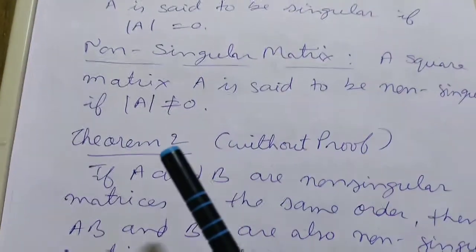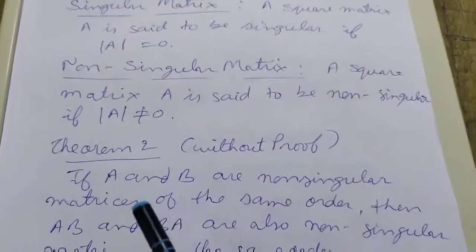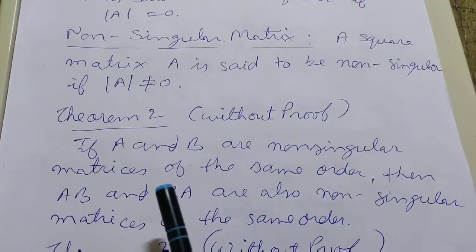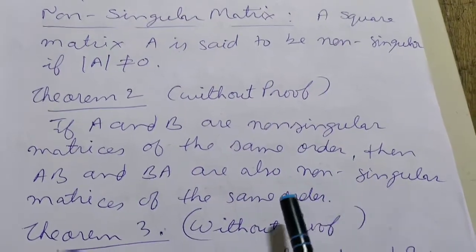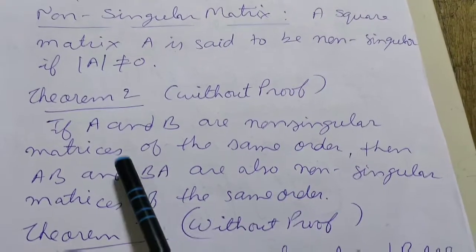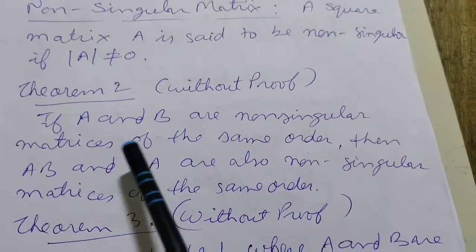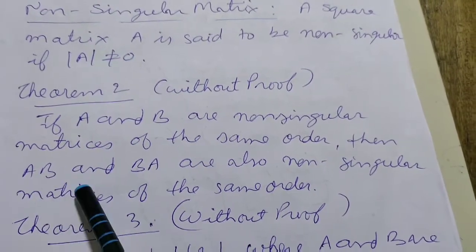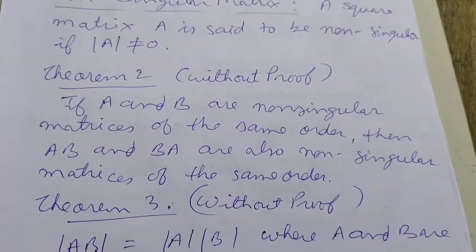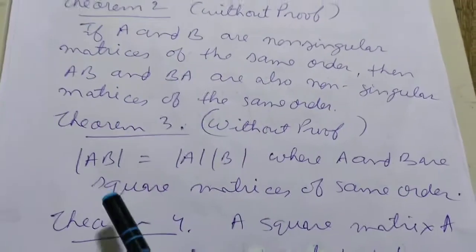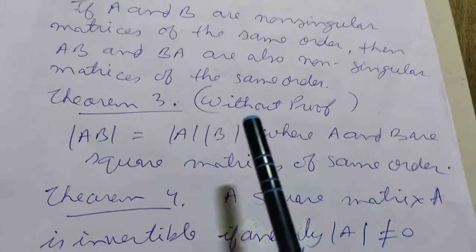Now we have the second theorem in the topic of adjoint of a matrix, that is also without proof. If A and B are non-singular matrices of the same order, then AB and BA are also non-singular matrices of the same order. That means if determinant of A is not equal to 0 and determinant of B is not equal to 0, then if you find the matrix AB and the matrix BA and then find the determinant, they will also be non-zero.